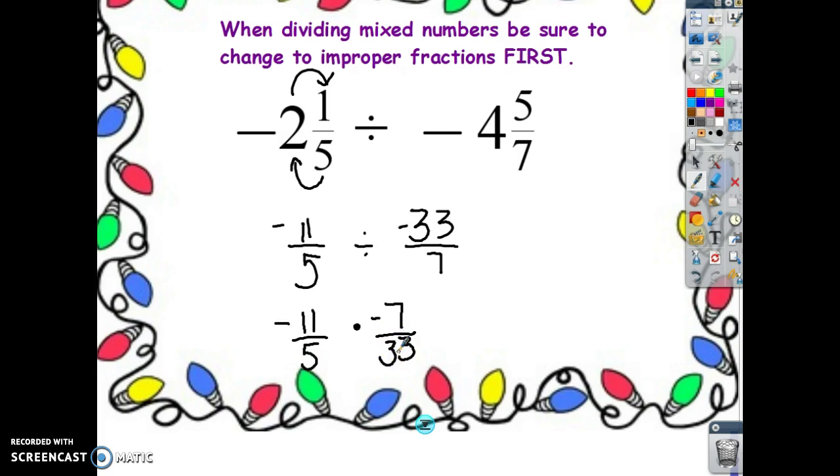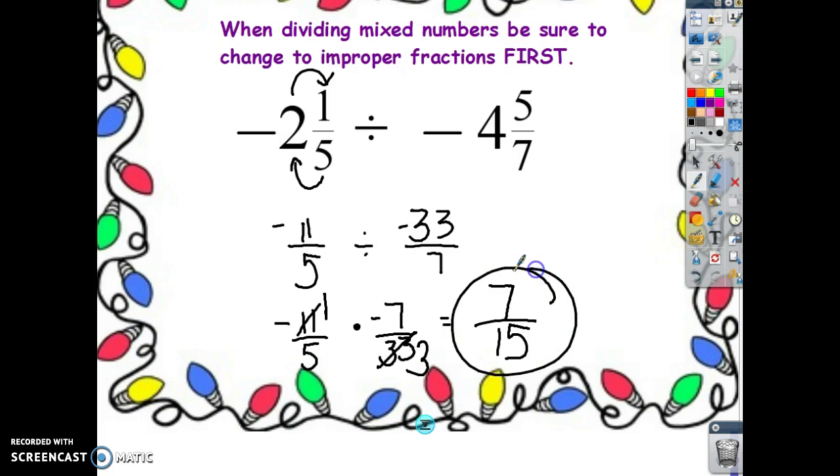Okay, so 11 and 33, common factors. 11 divided by 11 is 1, and 33 divided by 11 is 3. So we have negative 1 times negative 7. That is positive 7, and 5 times 3 is 15. And like we said, our answer is positive.